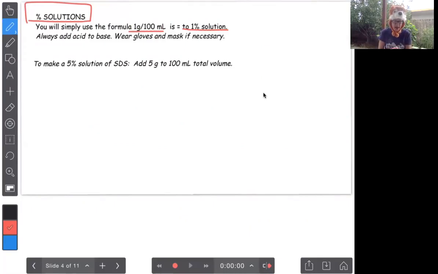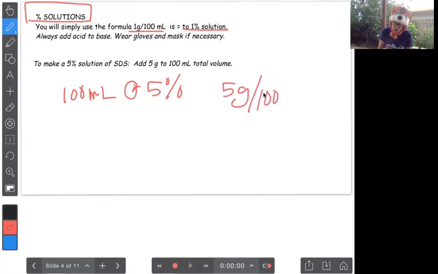If we want a 5% solution of SDS, and we can make any volume we want, we're going to make 100 mils because that's easy. We want 100 mils at 5%, and we know 1 gram in 100 mils is 1%, so 5 grams in 100 mils should be 5%. 10 grams, 10%. 2 grams, 2%. Yay! Percent solutions.